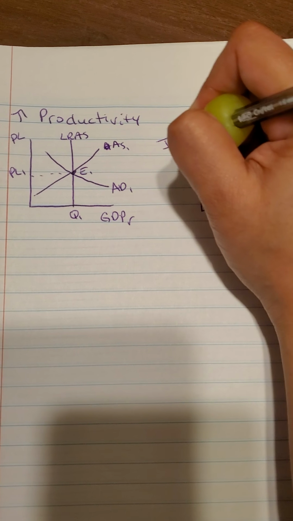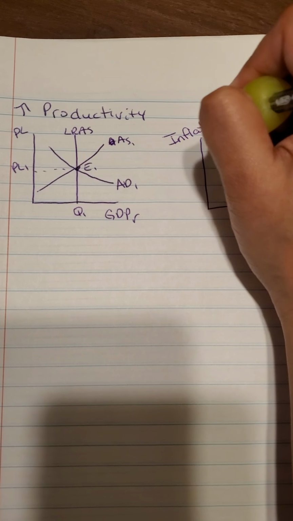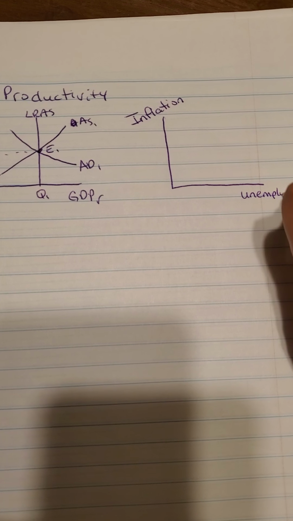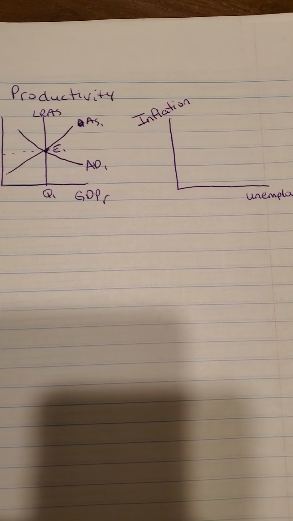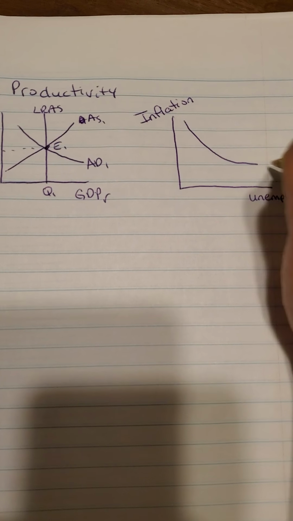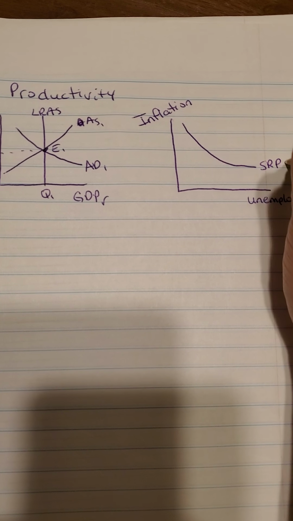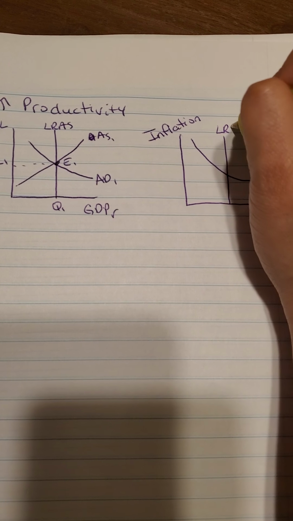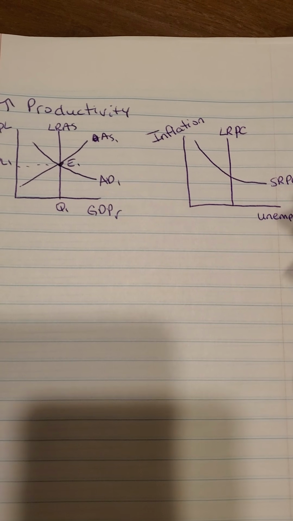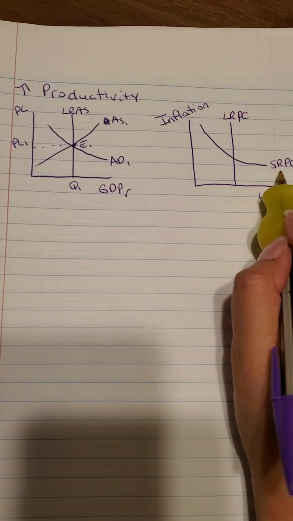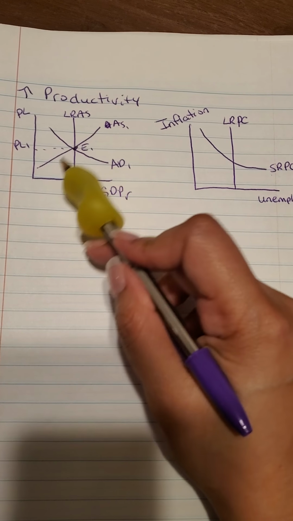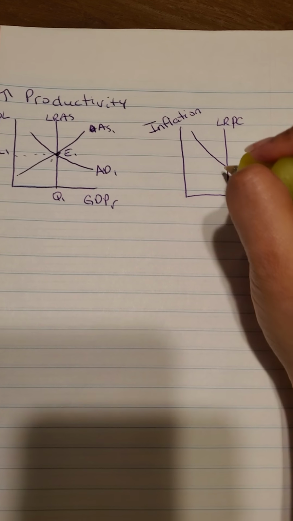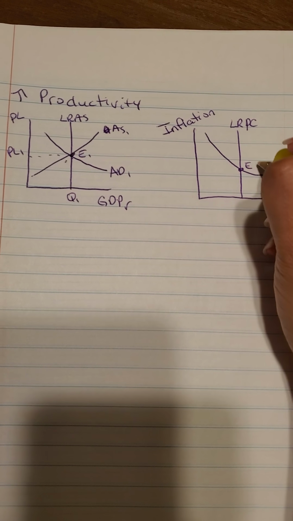So we have inflation on the y-axis, unemployment on the x-axis. We have the short-run Phillips curve and the long-run Phillips curve. So again, the short-run Phillips curve is a mirror of the aggregate supply. One aggregate supply, one short-run Phillips curve. We're starting both of the graphs at full employment.